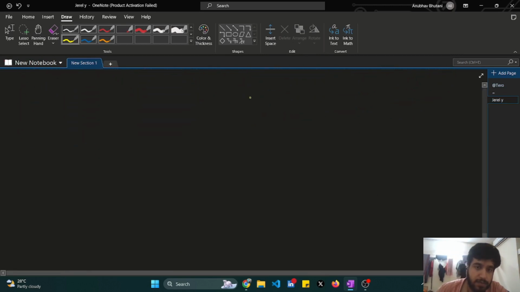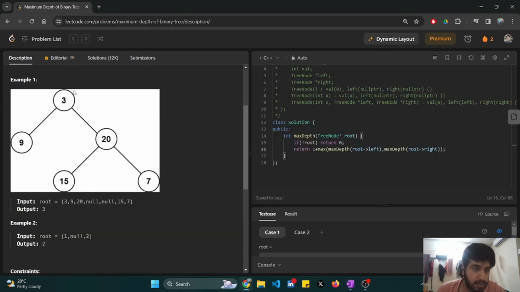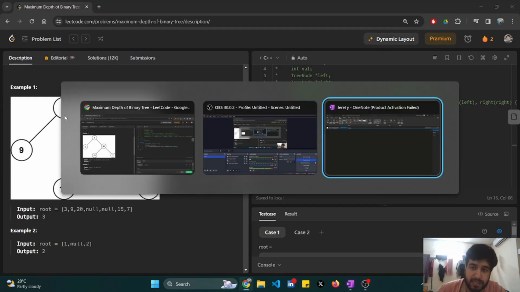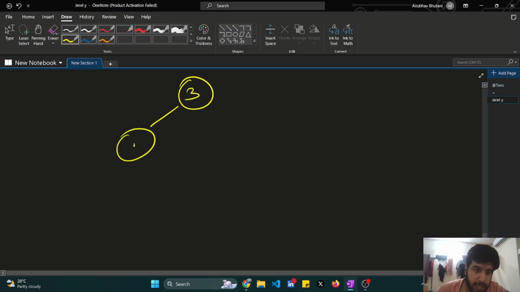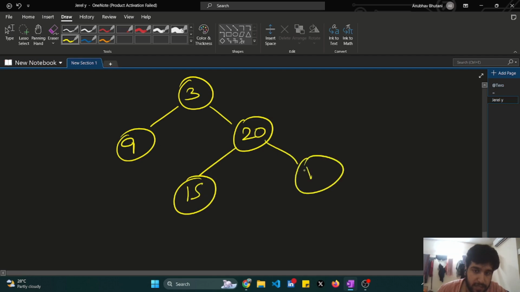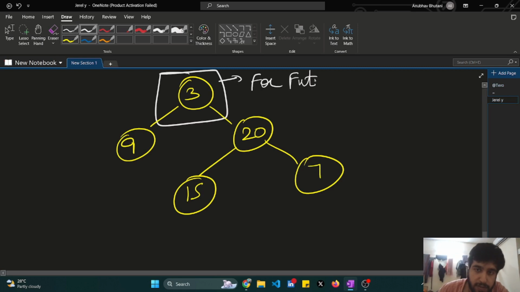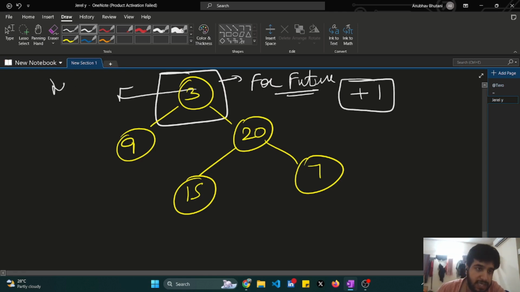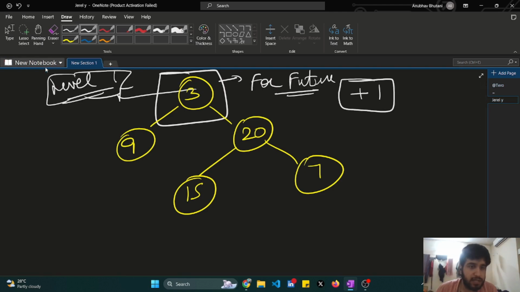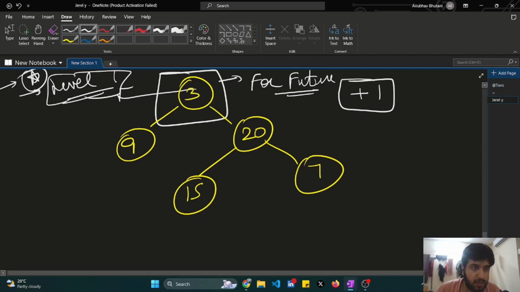Okay. So basically, if I do a dry run of the tree that is given, 3, 9, 20, 15, 7. Okay, I'm preserving this level for future use. So this plus one is mandatory. Why? Because the root node is existing. It is consisting of one level.